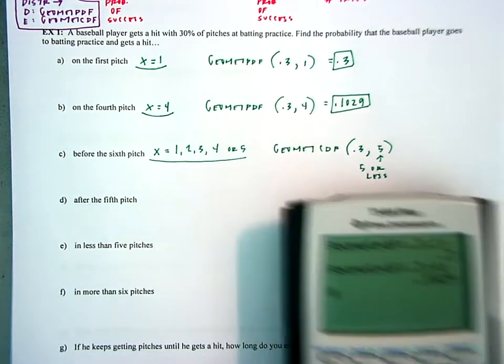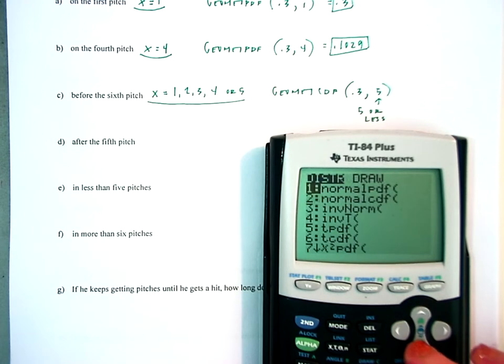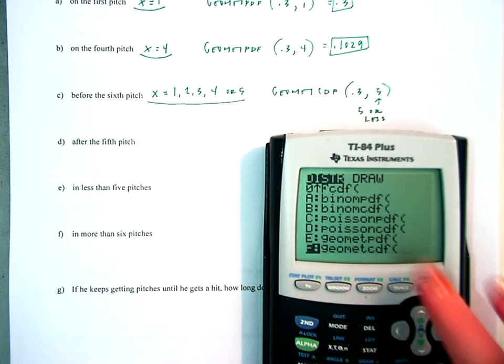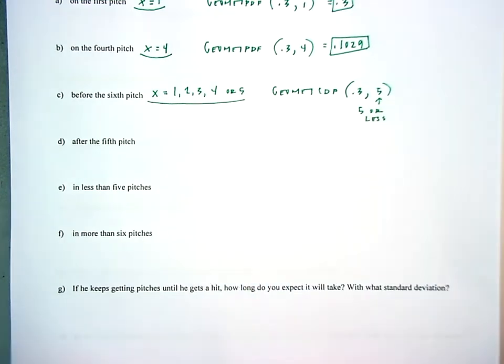All right, so let me show you both. So here I'm going second vars. I'm going all the way down to GeoMet CDF, and I'm saying 0.3, comma 5. So that 5 says, well, you're successful on the 5th pitch or something previous. So I get 0.8319, about.